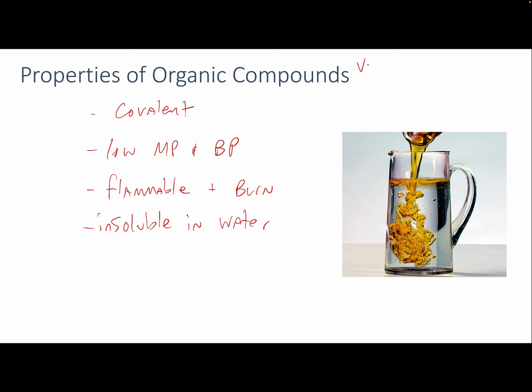So you can kind of put that up here, versus inorganic. Now inorganic would be non-carbon containing. Those would tend to have, since they have metals in them, more of an ionic bonding instead of covalent. They might tend to have higher melting points and boiling points. They would be not flammable, and they wouldn't burn, and they would also be soluble in water. So our organic and inorganic are going to have kind of opposite characteristics.